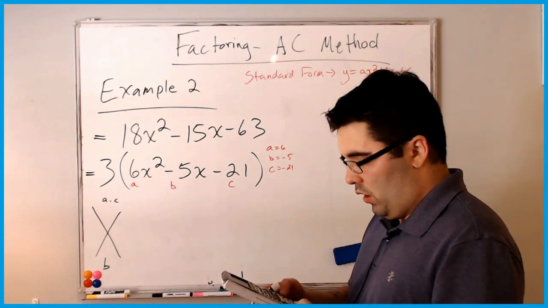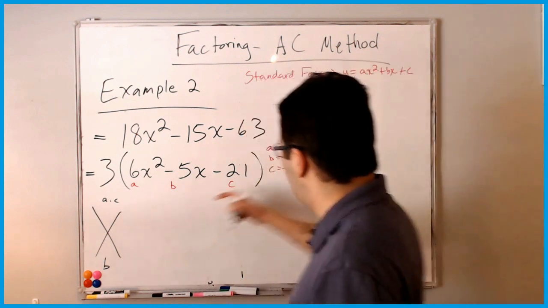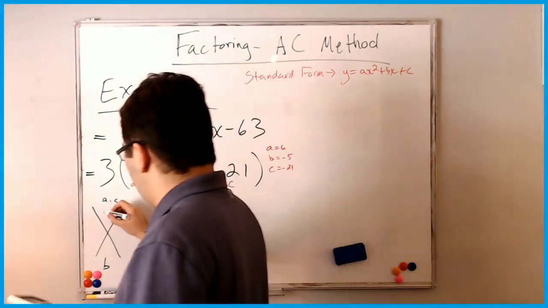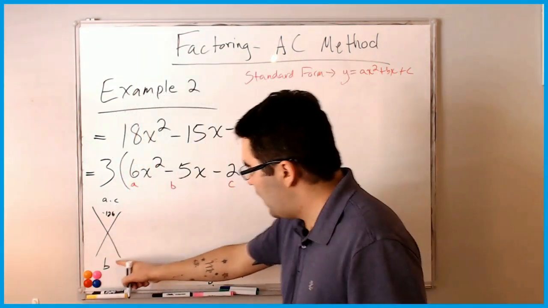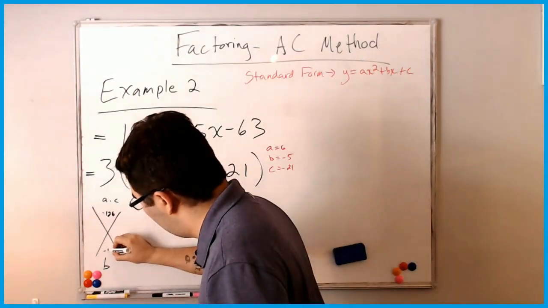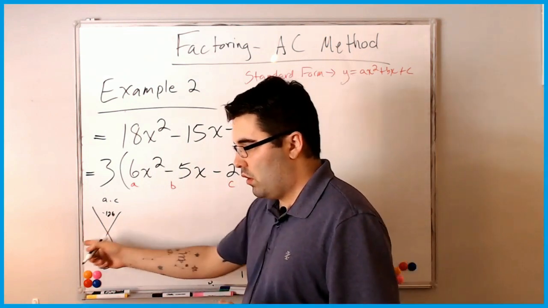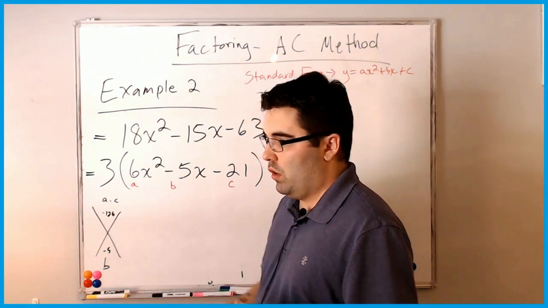The point is, you may not know what it is. It is 126. So A times C is 6 times negative 21. So it's negative 126. And then your B is literally just whatever B was, negative 5. And remember, we're just trying to find 2 numbers that add to give me this negative 5 and multiply to give me that negative 126.